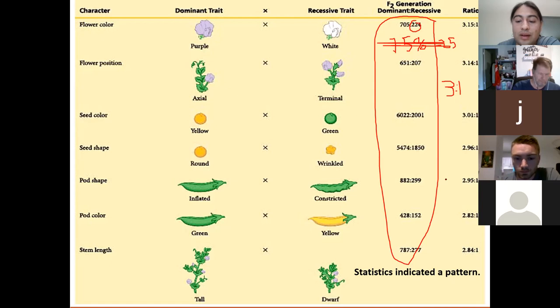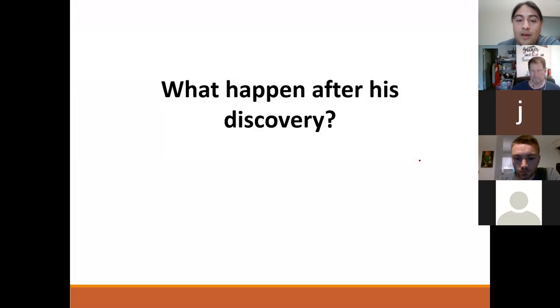So then he was like, yeah, these statistics are showing a pattern over here that I need to understand. So he left his work over there. He published everything, but nobody really cared too much back then. They were like, you're a monk, an Austrian monk, so thank you for your work. That's it. So everything got forgotten for about 50 years, until years later, at the end of the 1800s and early 1900s, scientists discovered his work and they made sense of what happened.